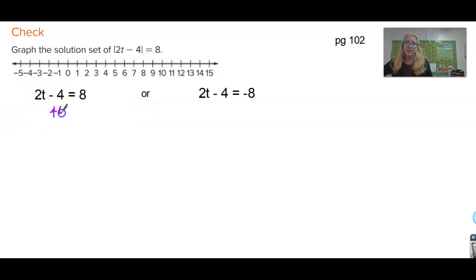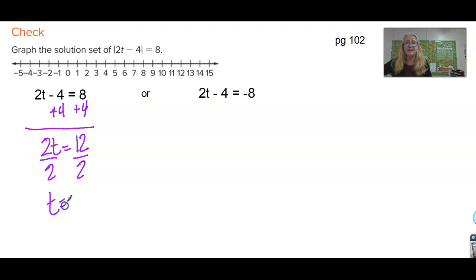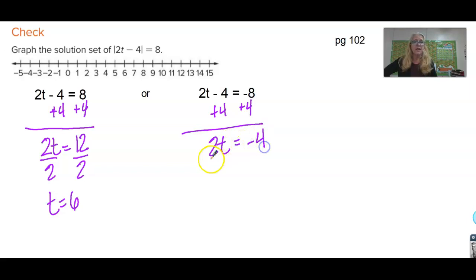Here, we're going to add 4 to both sides to isolate our variable term, which gives us 2t equals 12. And then we divide each side by 2, and we get that t might have been 6. The other solution is where the answer was negative. So if we add 4 to both sides on this one, we get 2t equals negative 4. And when we divide both sides by 2, we get t is negative 2.